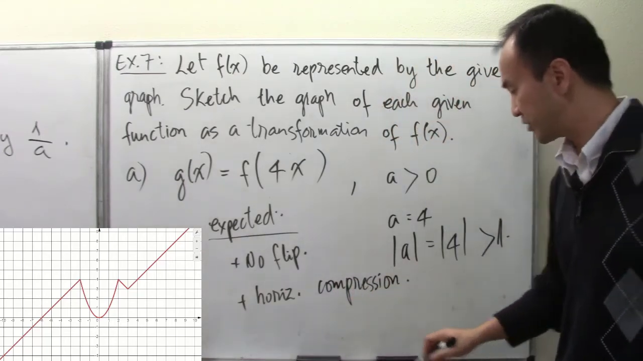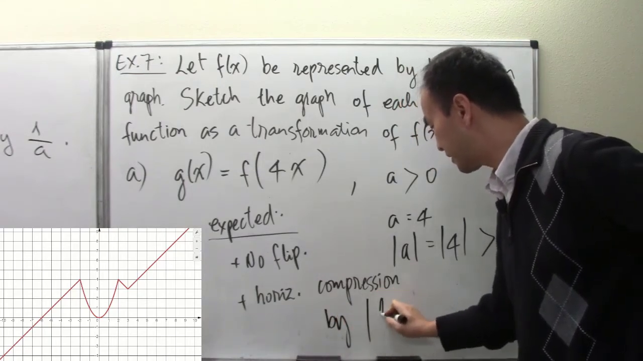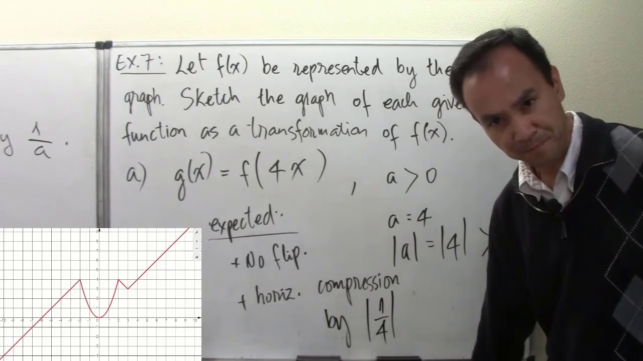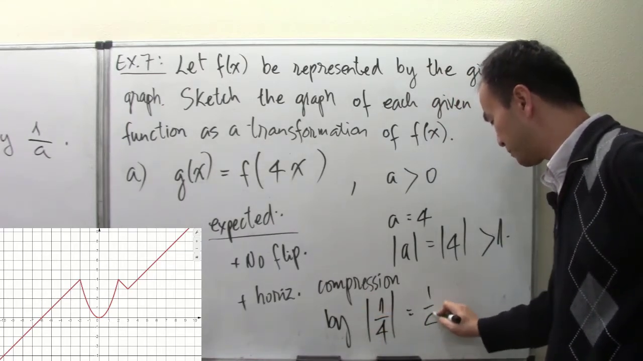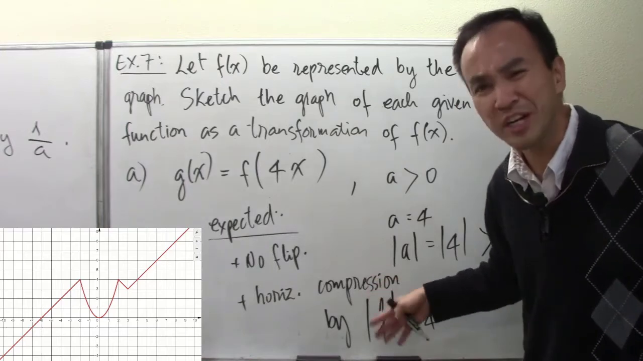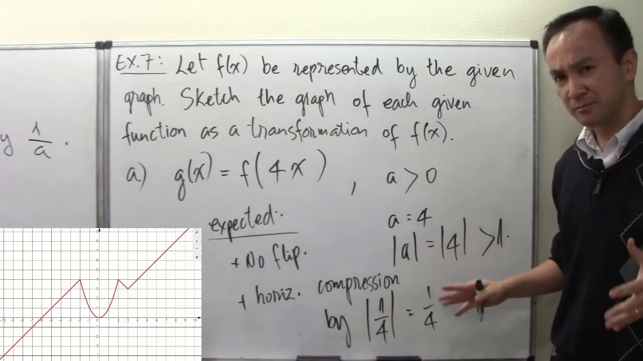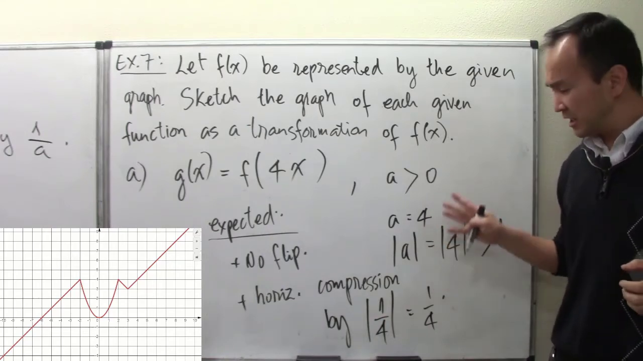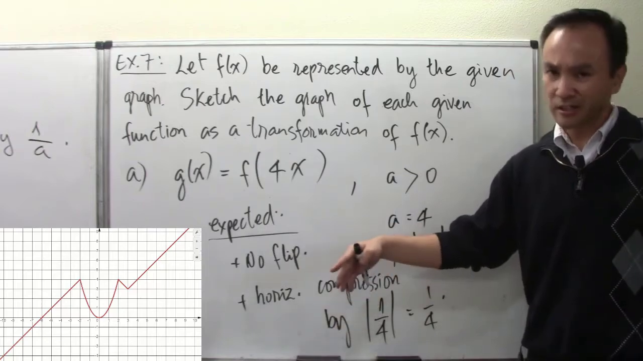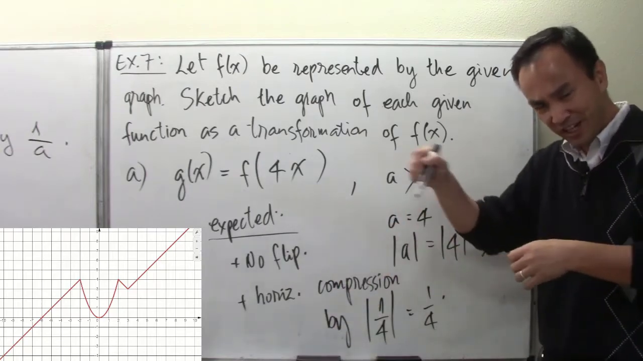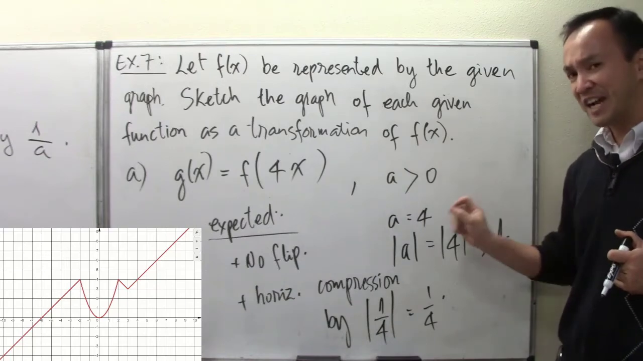Okay, and then it should be compressed by a horizontal compression by a factor of the absolute value of 1/4 right here. So it's compressed by that much, which is compressed by 1/4. But precisely how do we do this? This is just an expectation right here, but precisely speaking, how do we translate this understanding of ours, this thought, into actual work so that we can do that on paper and pencil? And that's what matters.